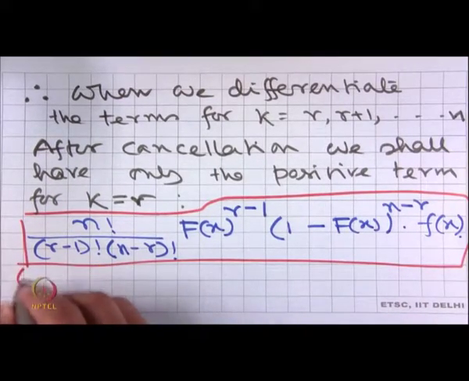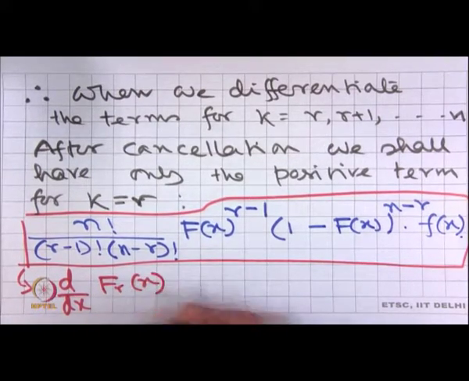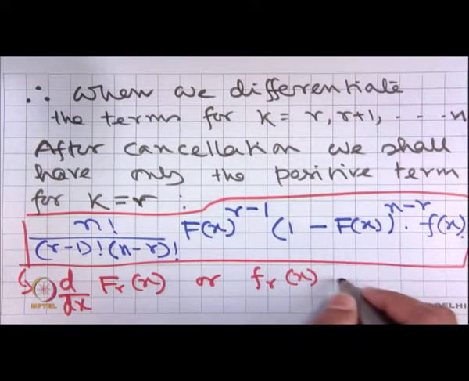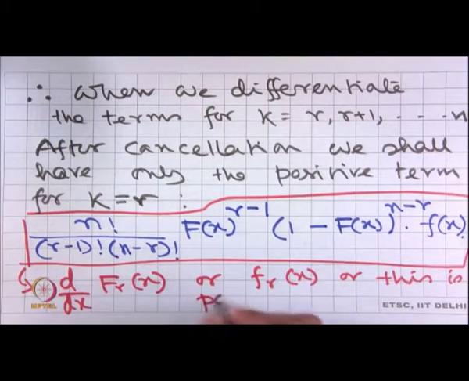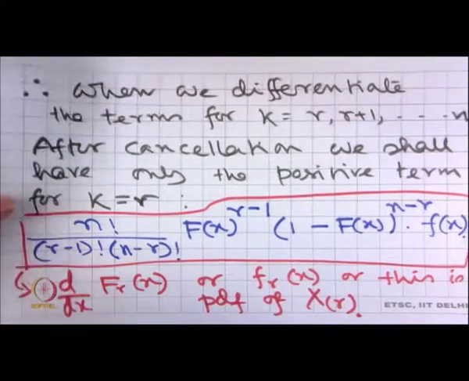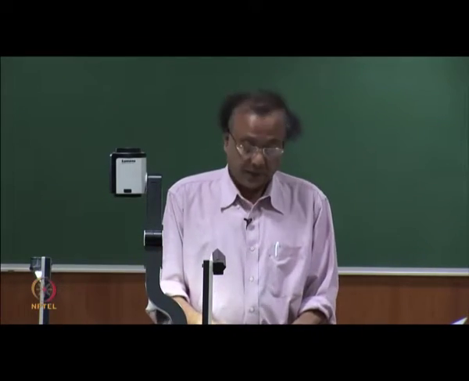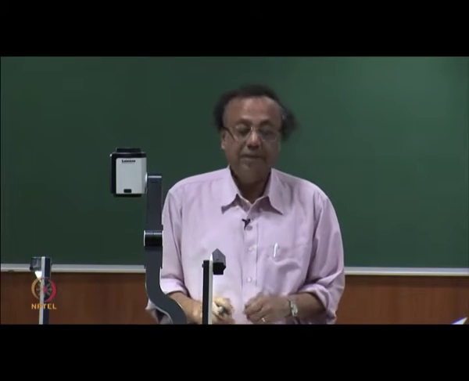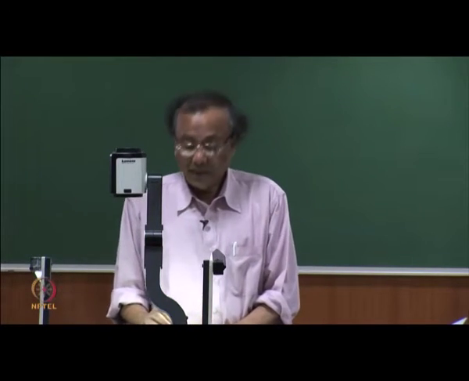as d/dx of F_r(x), or this is f_r(x), or this is the PDF of X_r. Hope you understand the calculation, but this is a bit mathematically oriented. I give you a very interesting way of looking at it in a different way.